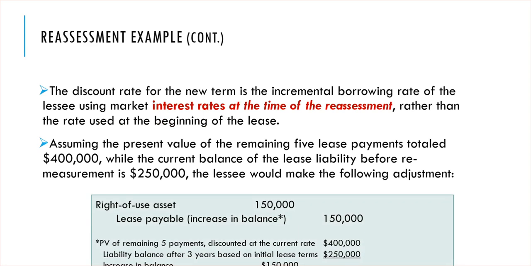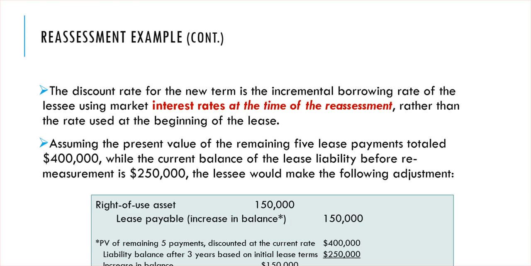Because it says you have to use the market rates at the time of the reassessment. So what am I going to say about this? When you have this and it looks like really a new lease has happened, you've got to go back and adjust that liability on your books. You've got to restate it to its new value. And here they say the increase in the balance needs to be $150,000 because it affects your right of use asset also. Now you've adjusted your right of use asset.